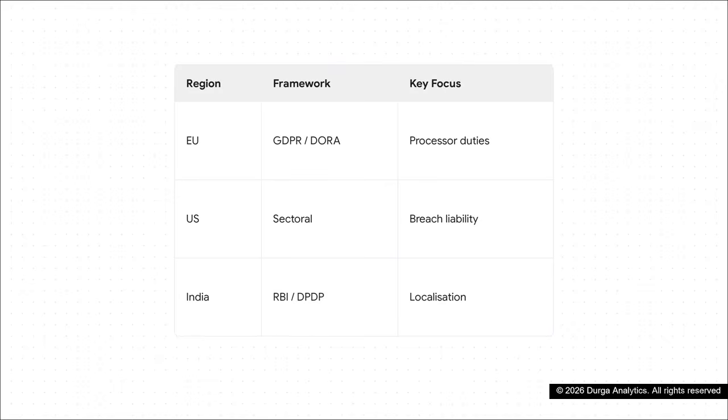In the EU under GDPR, processor obligations are incredibly strict. You legally need sub-processor transparency, and frameworks like DORA add massive tech risk rules. Over in the US, vendor risk is managed a bit differently, mostly through contractual and sectoral rules where breach liability drives the diligence. Then you look at India, and you're dealing with strict RBI outsourcing guidelines and localization rules that heavily restrict offshore processing. Your governance program has to be agile enough to adapt to these regional nuances.